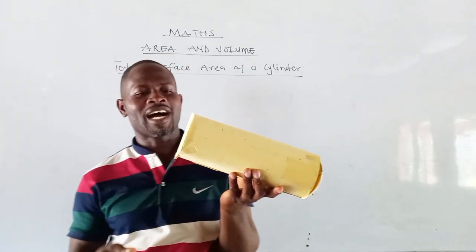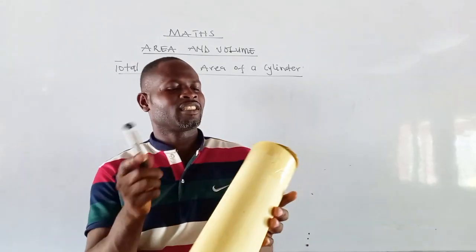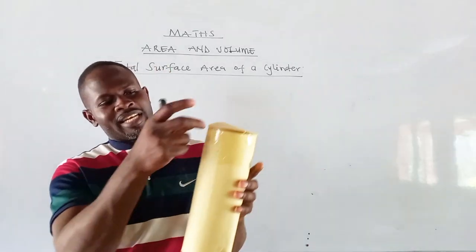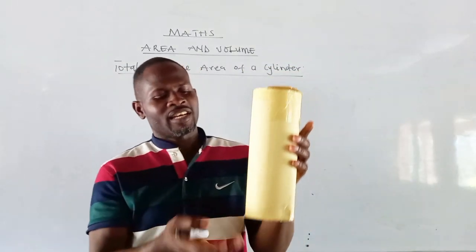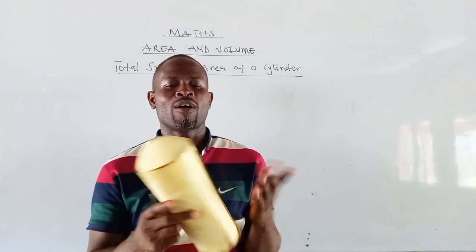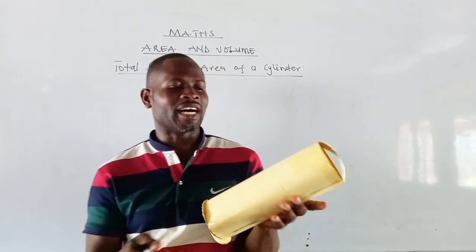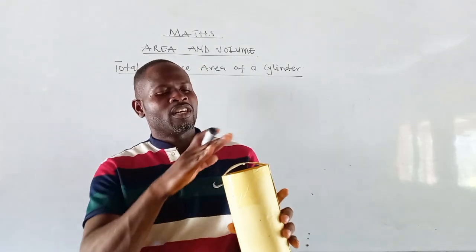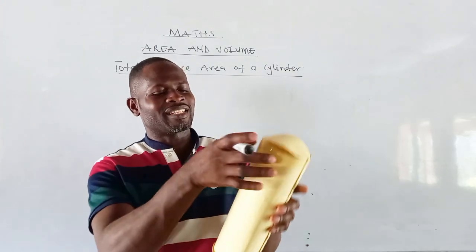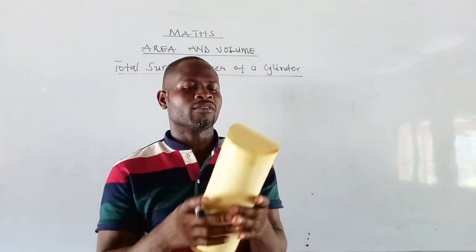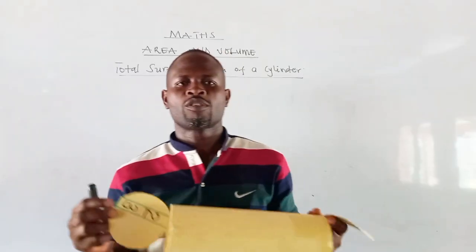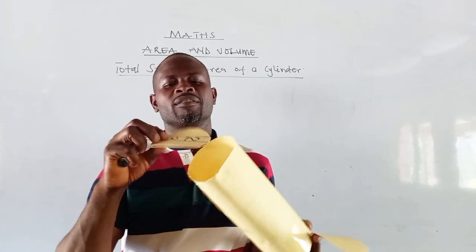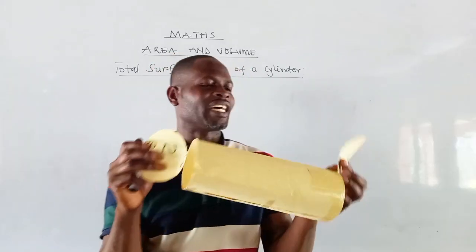Now when you look at this, we have the circular base here. At the top we have a circular top, and at this side we call it the height. When you are asked to find the total surface area of this cylinder, first of all you have to find the area of the base and the area of the top, as well as the area of this round object. When we cut the cylinder open, this is what will be seen. This is how the base is like, and the top as well.